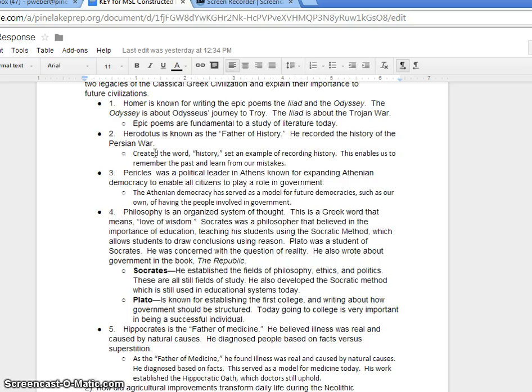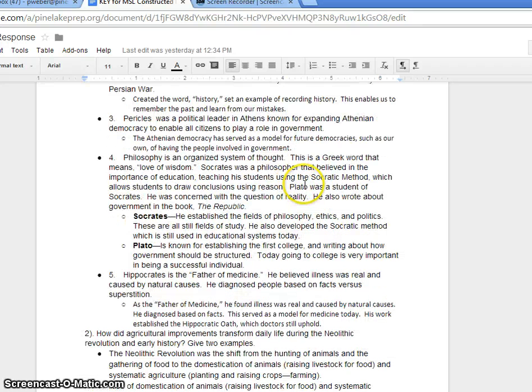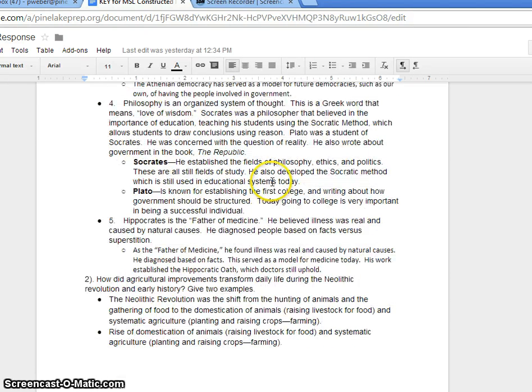Next I go into Herodotus, the father of history. He created this word history, set an example of recording history. Next, Pericles, who was on the practice test, a political leader in Athens known for expanding democracy and, of course, the effect that this has. It was a model for future democracies such as our own, and it allowed people to get involved in the government.